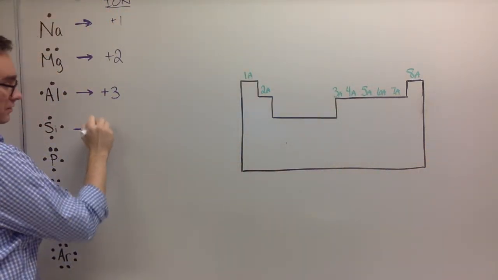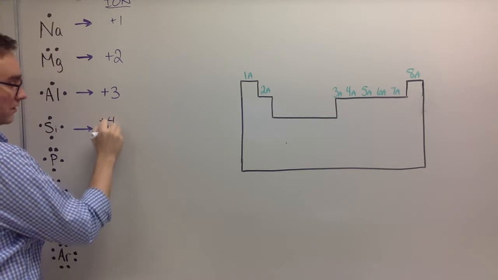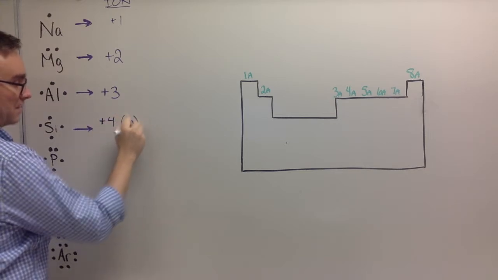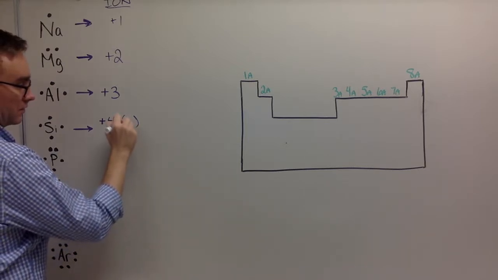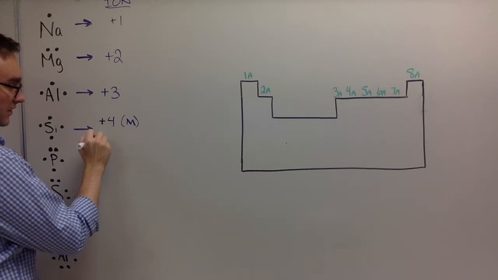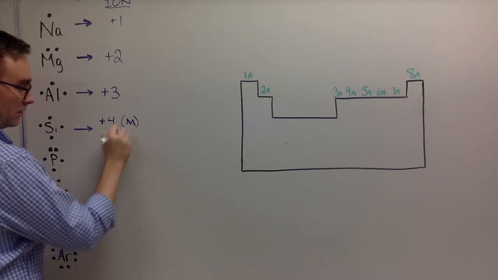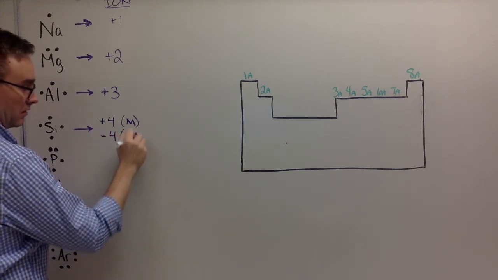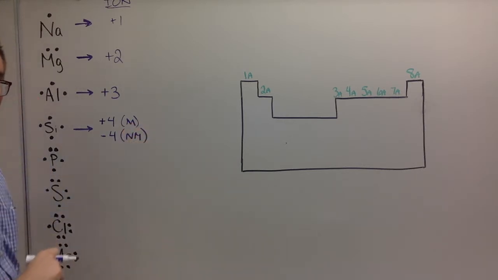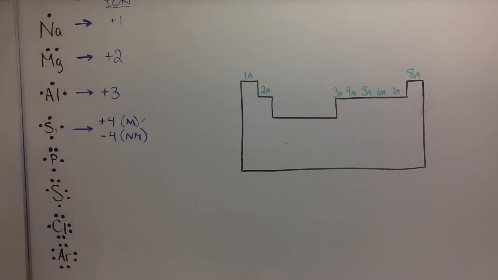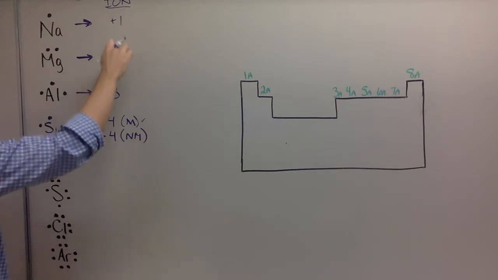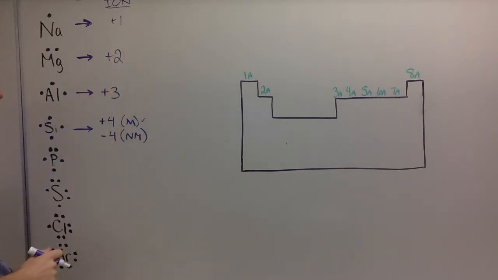So it could be +4 if it's a metal, that's a capital M, and it would be -4 if it's a non-metal. In this case, silicon actually acts like a metal and forms a cation, but it can be either or. So we have +1, +2, +3, +4, or we could have -4.